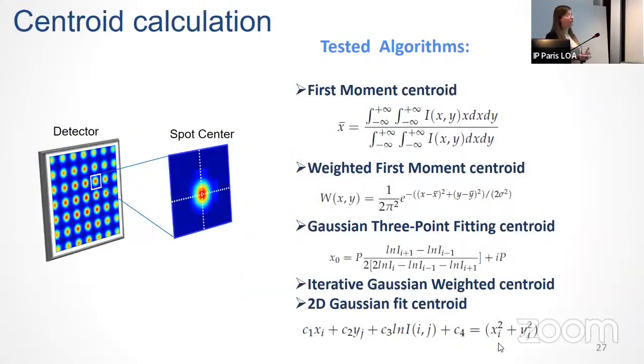As I told you before, we need to calculate the center of each of the beamlets. So we tested several algorithms to find the center of each beamlet. The very first and classical one is the first moment centroid, which uses the intensity weighted algorithm. Then we can use the weighted first moment, which uses a weighting function multiplied by the intensity of each beamlet. We can use a Gaussian 3-point fitting, which just fits a parabola inside each of the spots. And we have more advanced algorithms like the iterative algorithm and 2D Gaussian fitting.